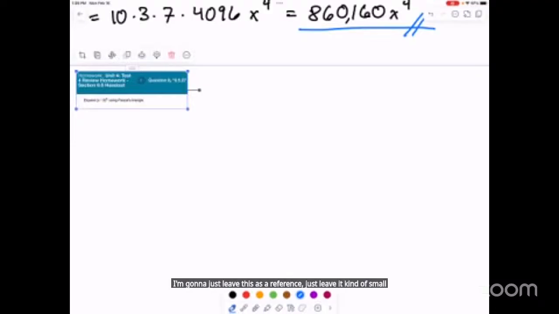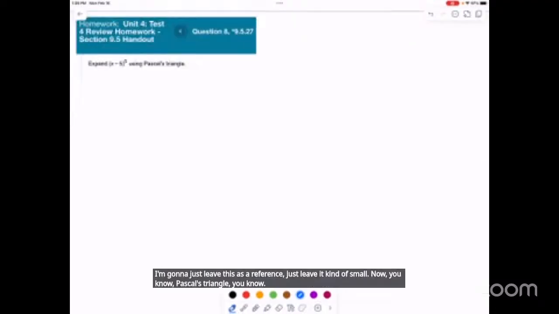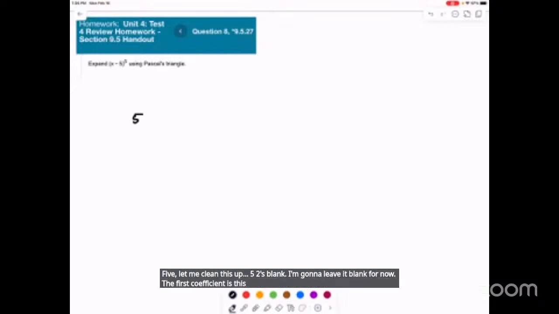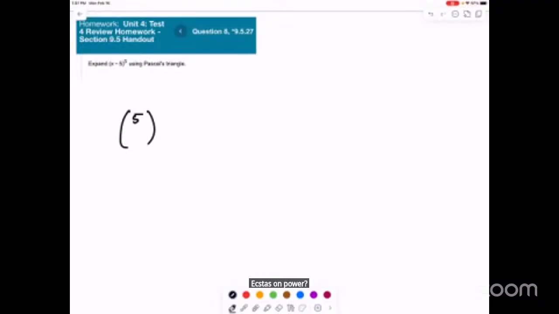Now, Pascal's triangle, we talked about how to create it. I'm just going to use the binomial coefficient. So if we want to expand this guy, right, we're going to have what? 5 choose blank. I'm going to leave it blank for now. The first term is this x. We'll do it in blue. X to some power, and then the -5. -5 to a power, okay?